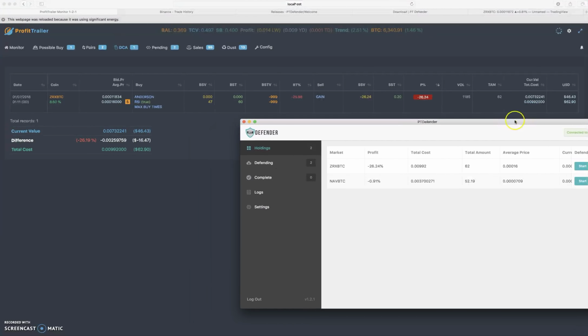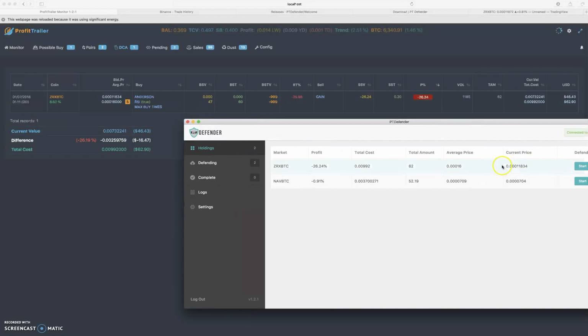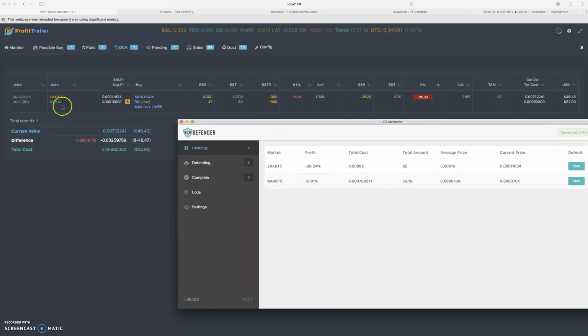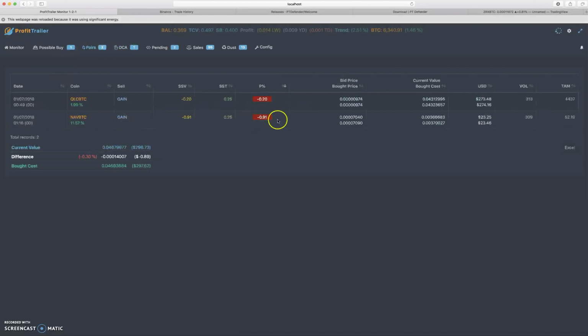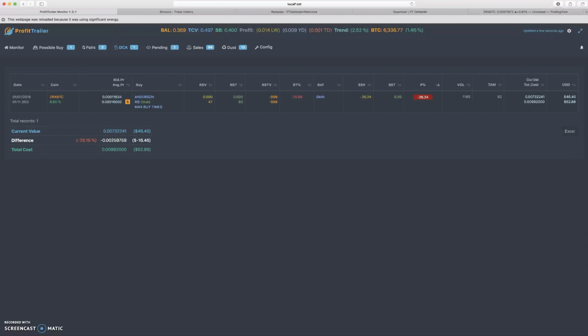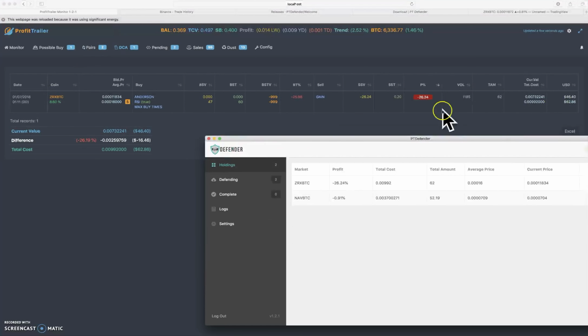Even if you think you understand what it's doing, I've been getting too many questions about what this product is that I just have to have you listen to me on this. This is ZRX, right? So I have 62 coins of ZRX. NAV is also one of my non-defended coins. It's in my holdings. It is in my pairs log, because it's at negative 0.91%, whereas ZRX is sitting at negative 26%, and I've had this coin for a while. Okay, so I'm down about $20 on this coin.